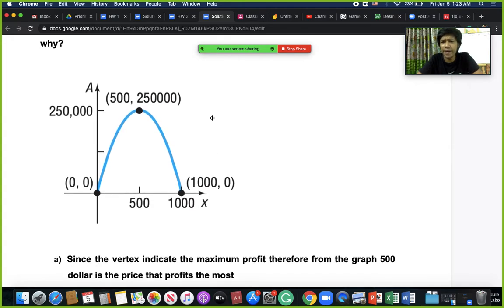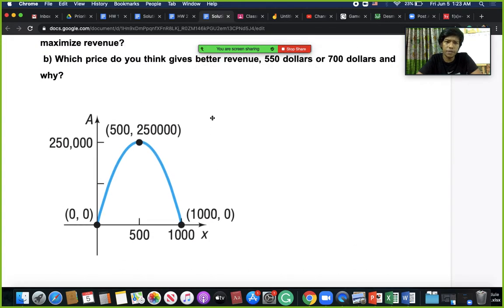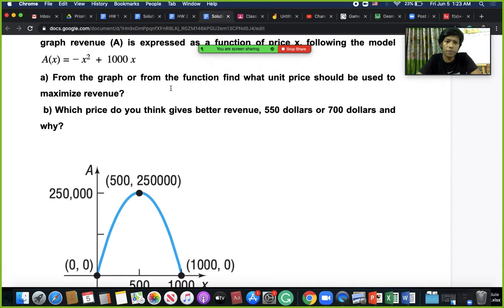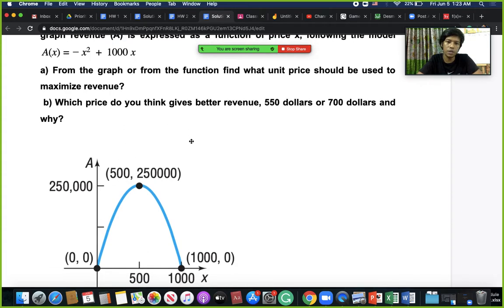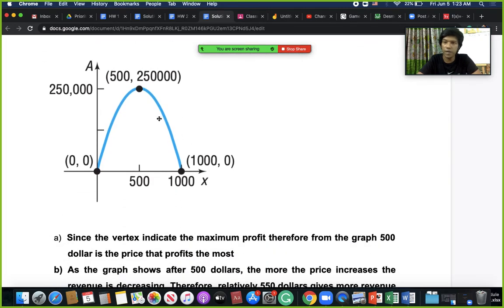Now, if anyone has this question, let's say you can say, sir, you said from the graph or from the function. So how can we do it from the function? The answer is, you have to find the vertex using the vertex formula. We already solved this math from the beginning up until now. We already have solved how to find the vertex. So if you get this vertex, then you can easily solve this math from the vertex also. The first value will say the price, and the second value will say the revenue.